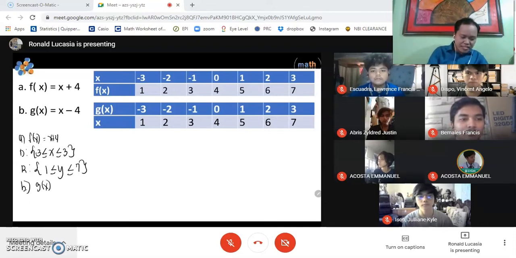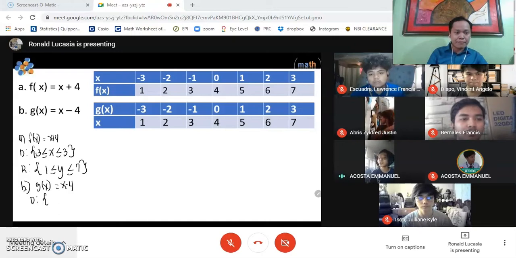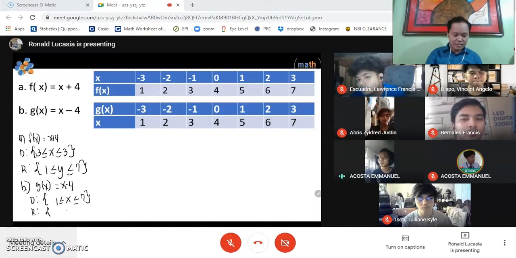Now let us have letter B. g of x is equal to x minus 4. Can you give me the domain and the range, Emmanuel? For letter B, the domain of the function is x is greater than or equal to 1 and less than or equal to 7. Good. The range is y is greater than or equal to negative 3, but less than or equal to 3. That's right.